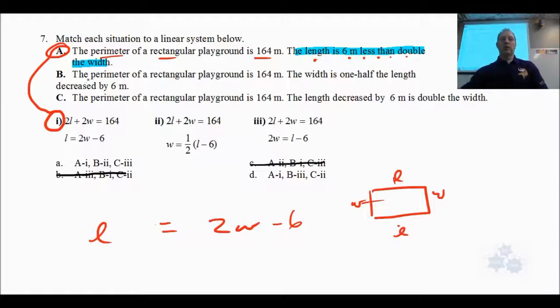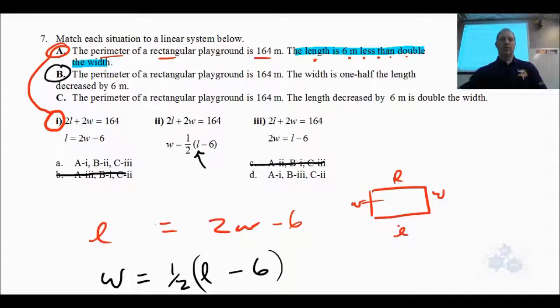So let's go to B. The perimeter of a rectangle, 64. Okay, good. The width is 1/2 the length, decreased by 6. That one you can just write straight out. So is this one here anywhere? Okay, and yeah, 1/2 the length decreased by 6. That would work with this one, right? So B is going to go to number 2. All right, there you go. That one's gone. A. You don't even have to check C, right? Where does it go?